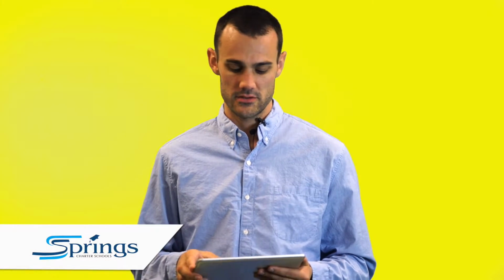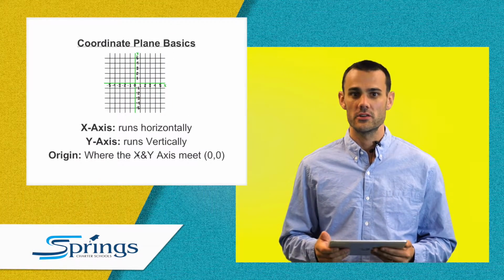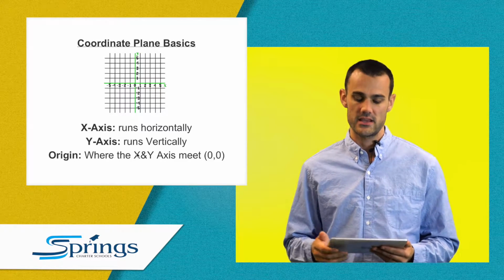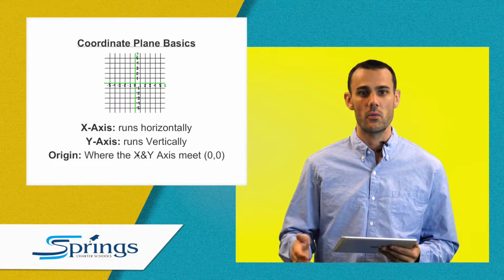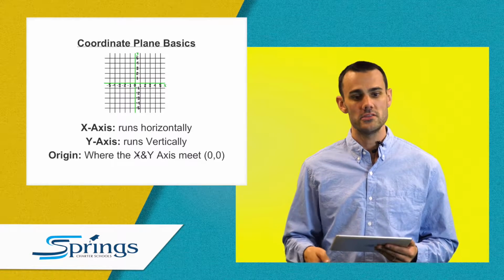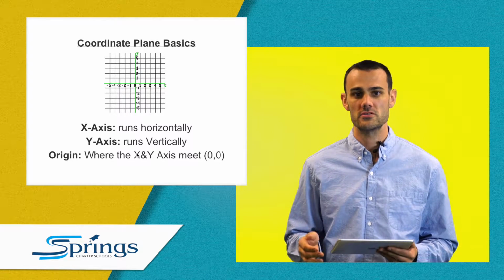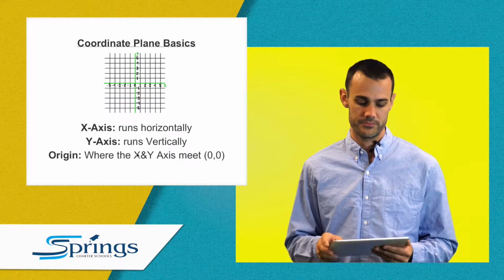The first topic we talked about so far in this chapter was the coordinate plane. Here are some review points about coordinate planes. The basics are that there is an x-axis and a y-axis. The x-axis runs horizontally and the y-axis runs vertically. Where those two lines meet in the middle is called the origin, and the coordinate listed for the origin is always going to be 0, 0.